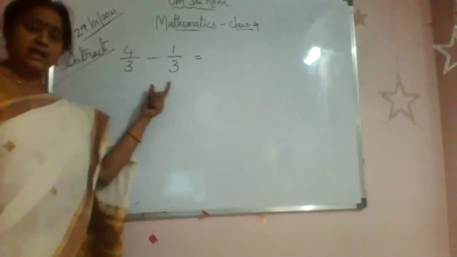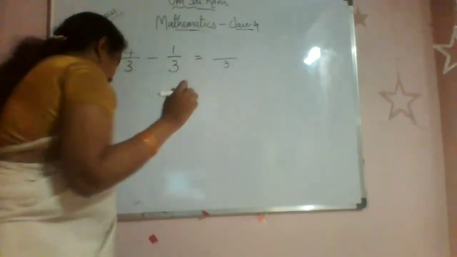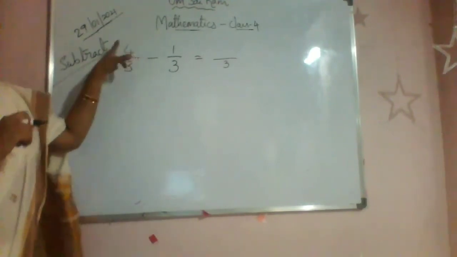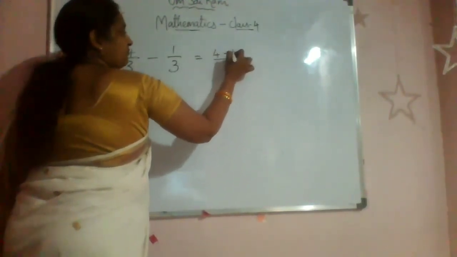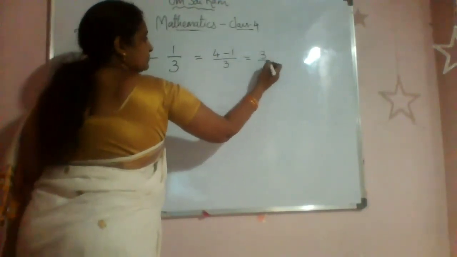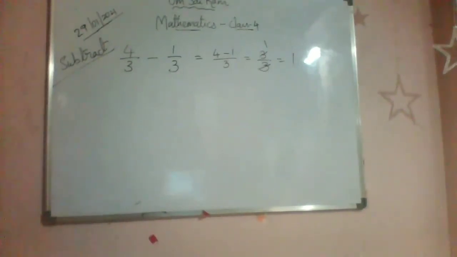Both are like fractions. So what do we have to do? Write the denominator first and then subtract the numerators. What are the numerators here? 4 and 1. 4 minus 1, which is nothing but 3 by 3. So we can cancel it and write the answer as 1.